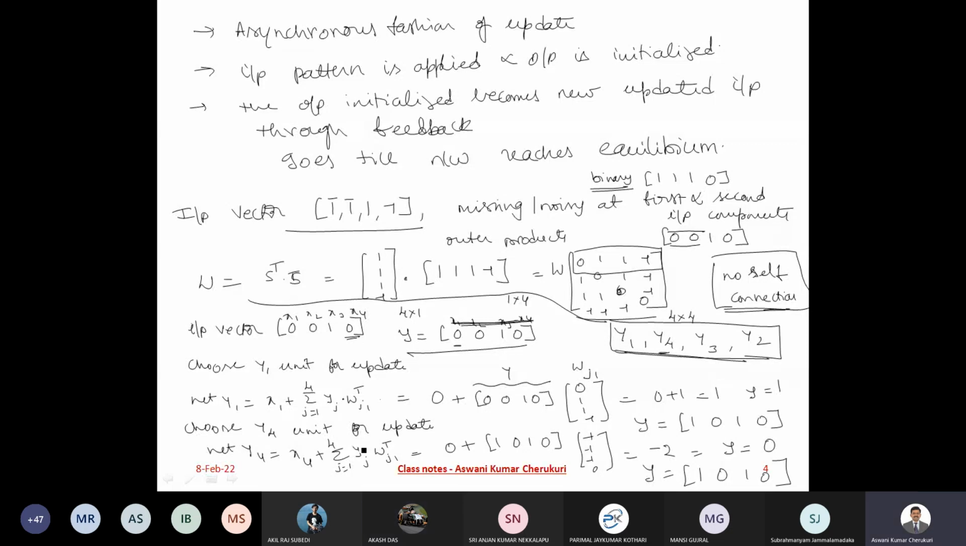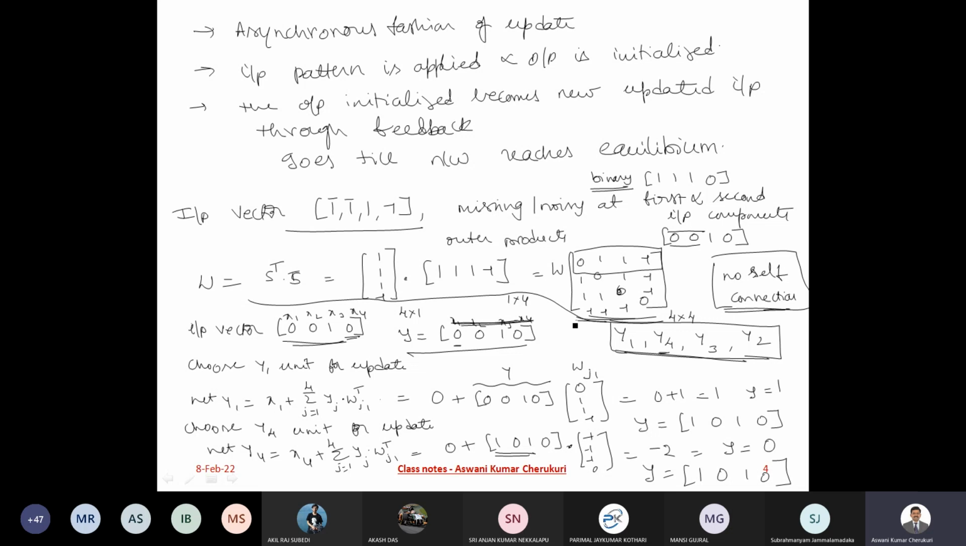Okay, so any doubts here, please ask. Net y4 we have done. Remember, x4 comes from 0, and your previously updated y, and the connection weights. Remember, we are looking for the 4th node connection weights. What are the 4th node connection weights? These are the 4th node connection weights.